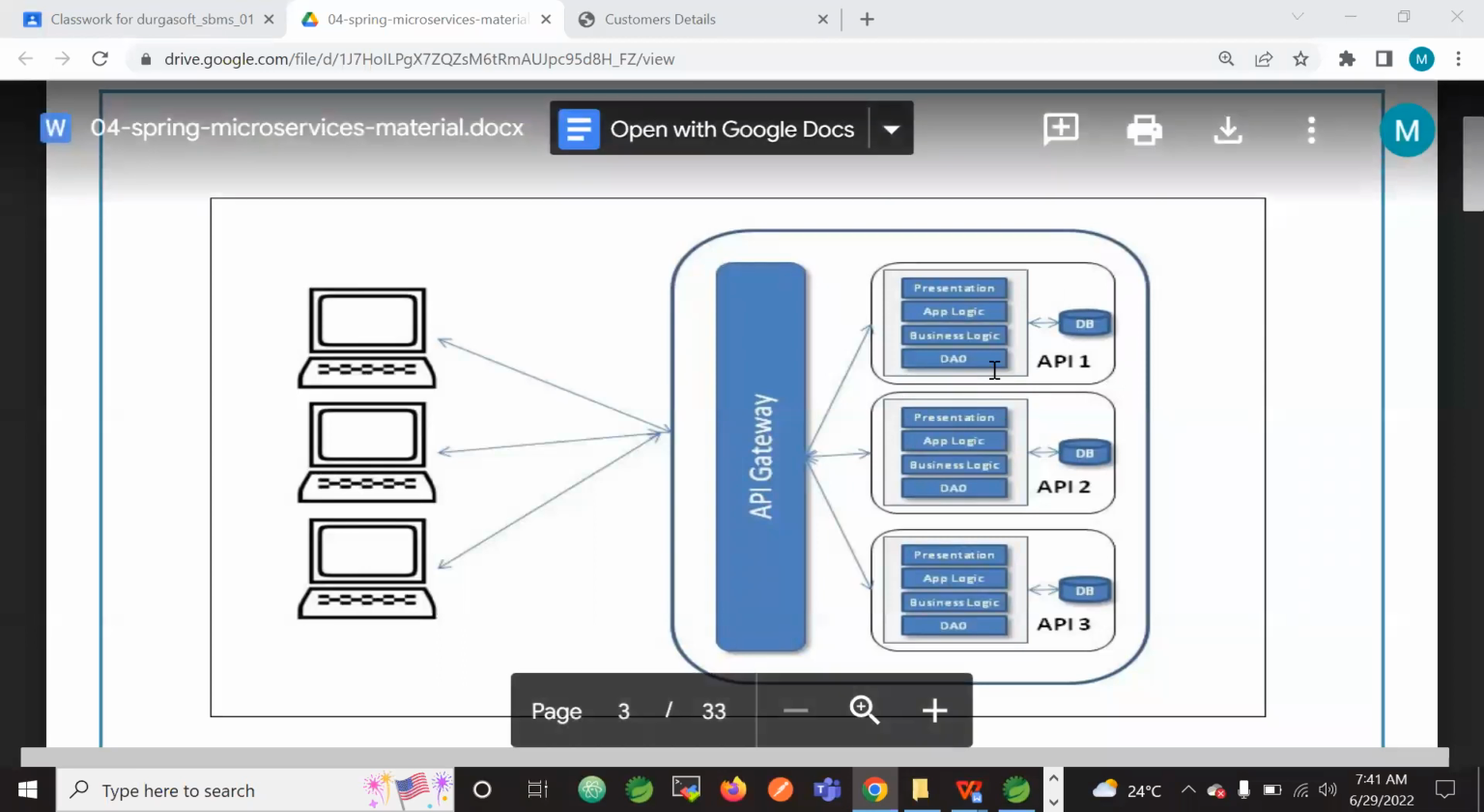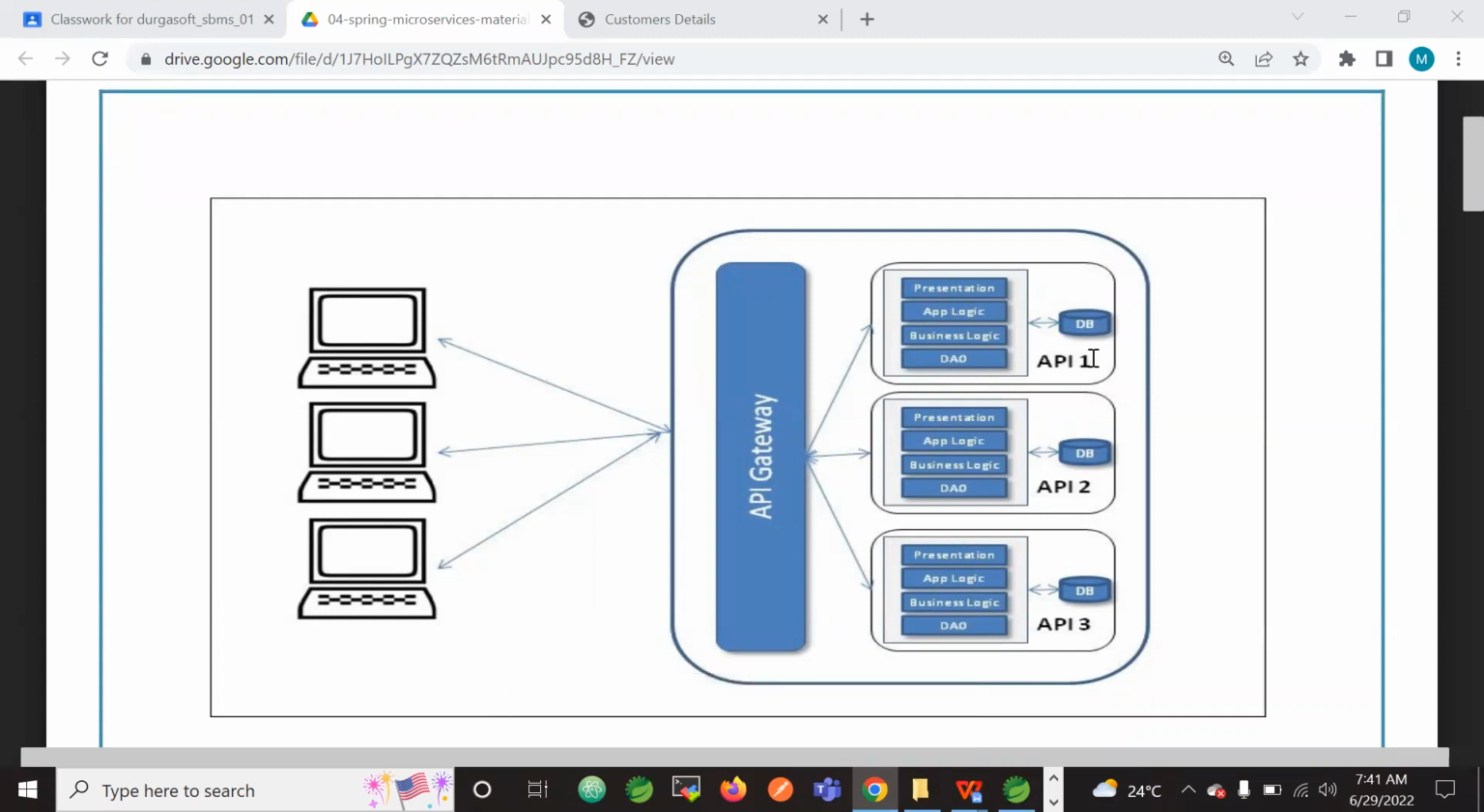In the earlier case, the problem is that one module causes the other modules to stop, but now a problem in one module never affects the other modules, because each and every module is running as a separate, independently executable, independently deployable, self-executable application. That means each has its own server. Categories has its own server, and it runs in that server.